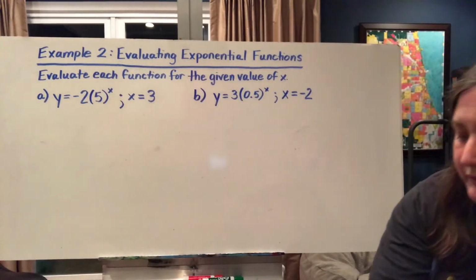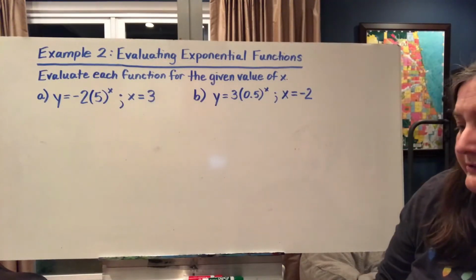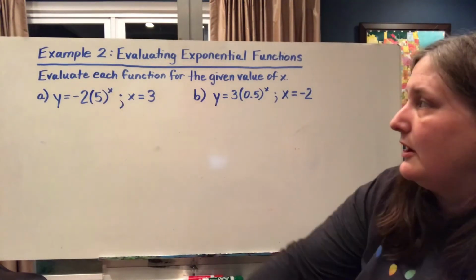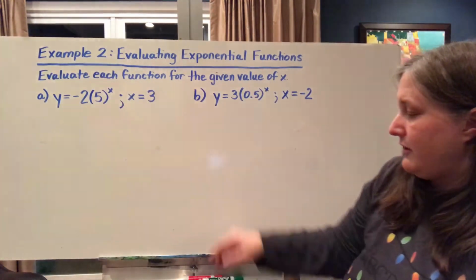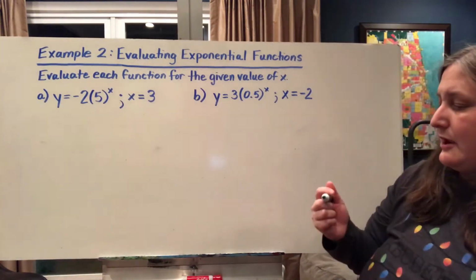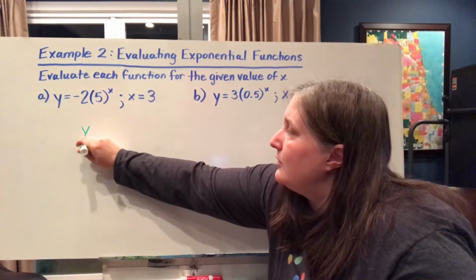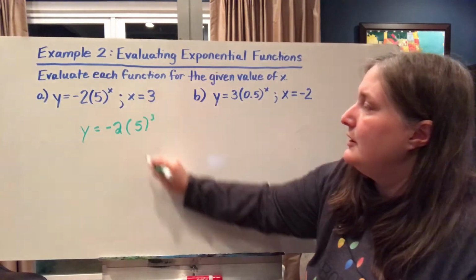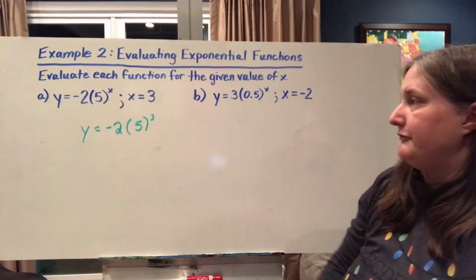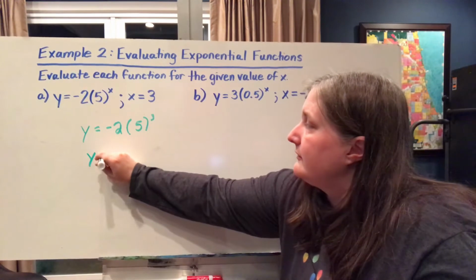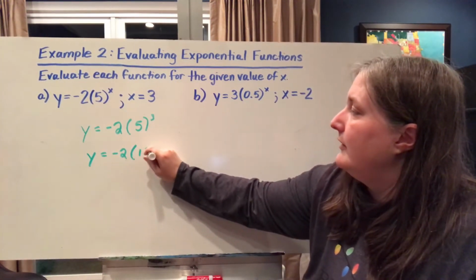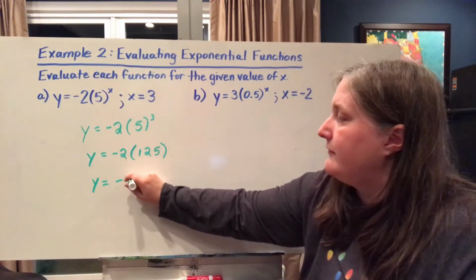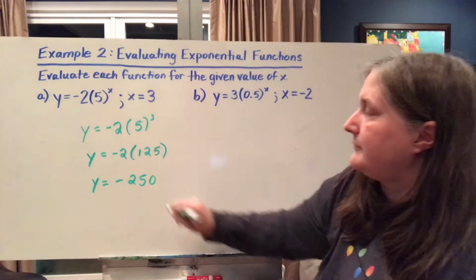Let's evaluate some exponential functions. So in this case, we start with y equals -2 times 5 to the x power. And they want us to substitute for x 3. So my equation will become y equals -2 times 5 to the third power. So the first thing I'm going to do is my power. So 5 to the third power gives us 125. And then -2 times 125 is going to give us -250.